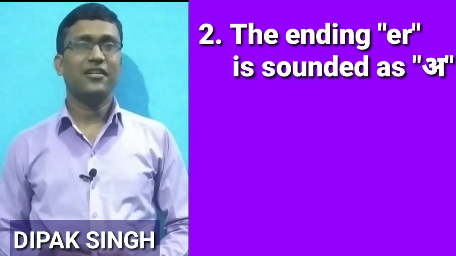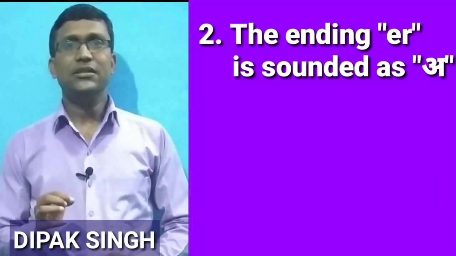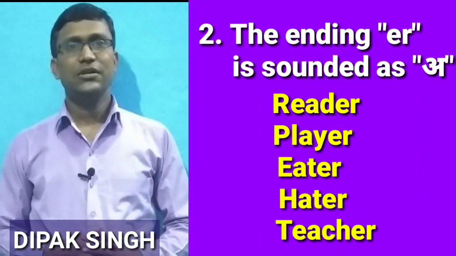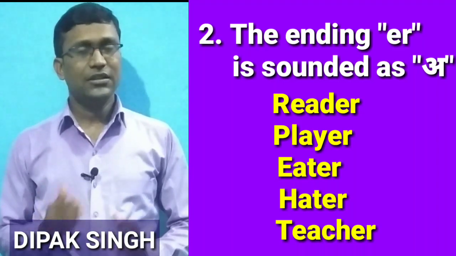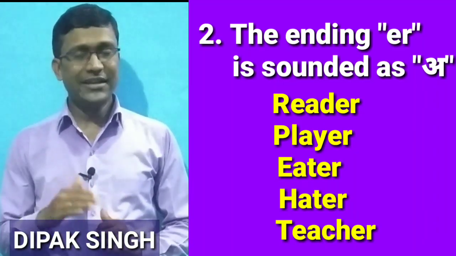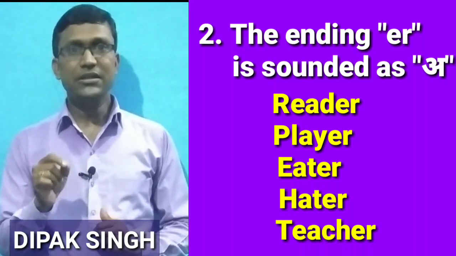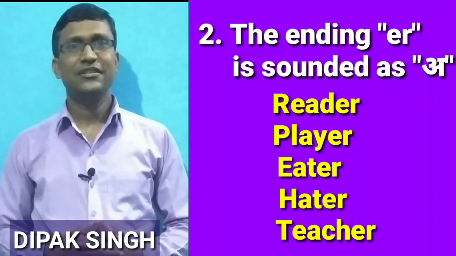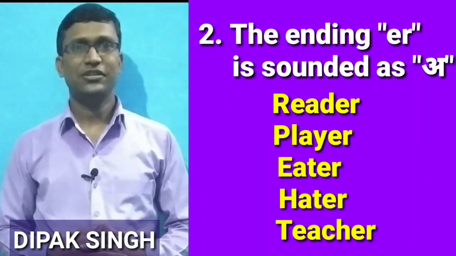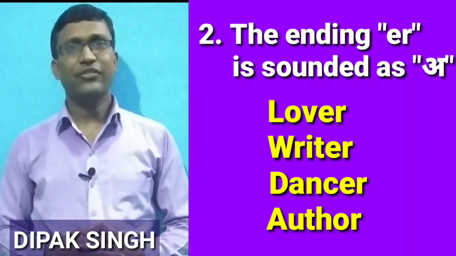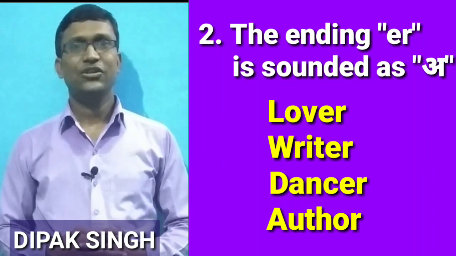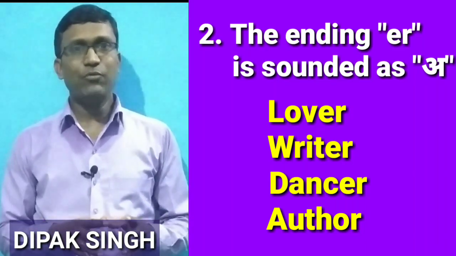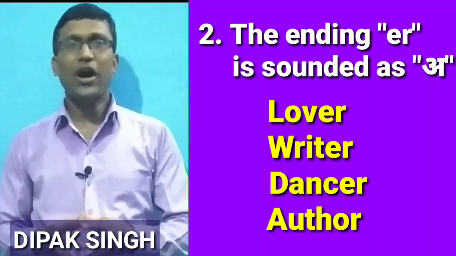The ending ER is sounded as a. For example, reader. Look at the spelling of the word: R-E-A-D-E-R. The word ends in ER. Hence the pronunciation of this ER will be a. Reader, player, eater, hater, teacher, lover, writer, dancer, author. In author, we have OR in the end, and the same rule is applicable even with the ending OR.